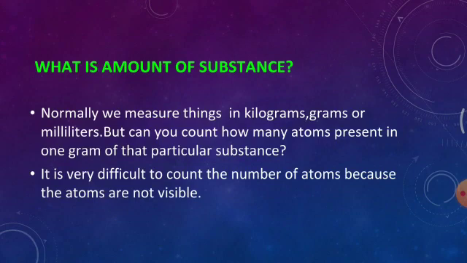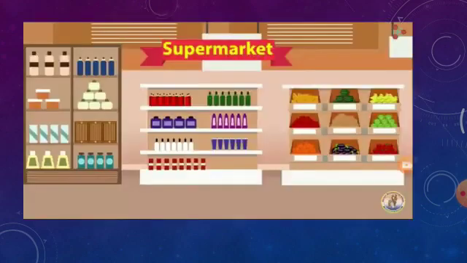Can you imagine how many atoms are present in 1 kilogram of rice or 1 kilogram of sugar? No, we can't measure, because atoms are tiny particles which are not seen by our naked eye. Is there any other route to measure the atoms? Yes, now we will discuss.